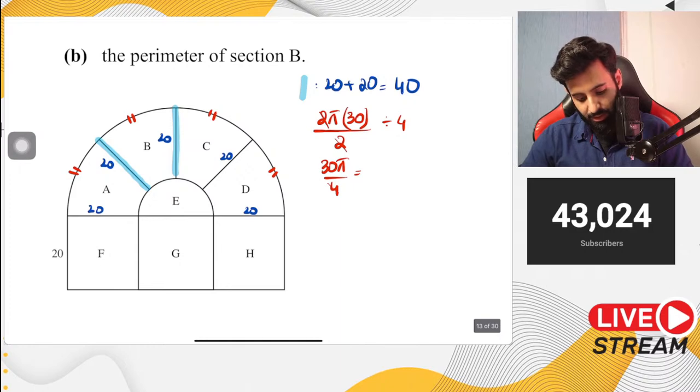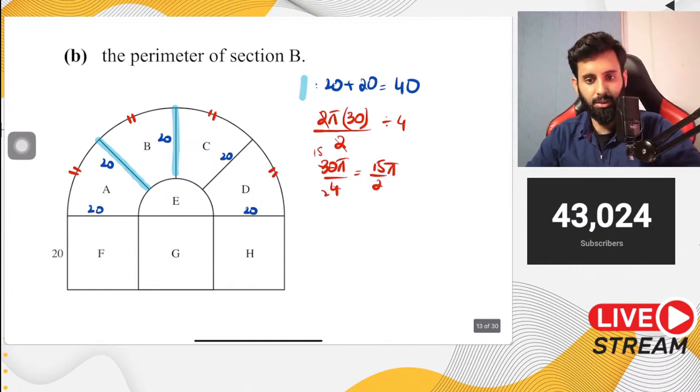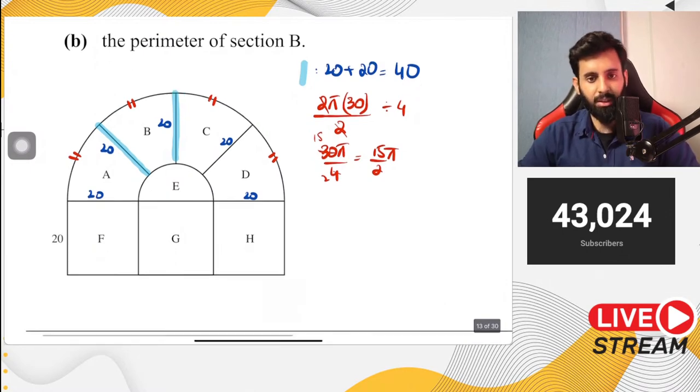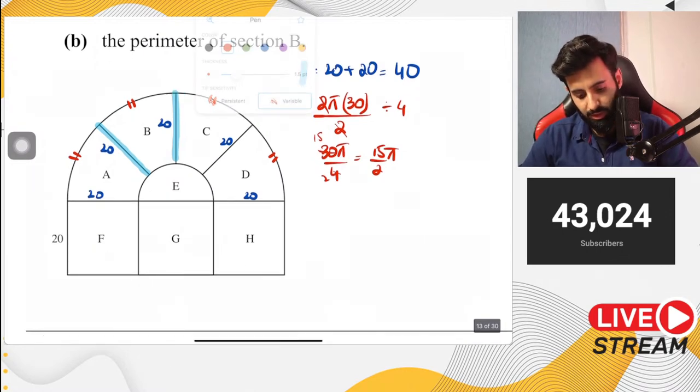Let's write it in fraction form. 15 upon 2, so this is equal to 15 upon 2 pi. Okay, so 15 upon 2 pi is equal to what? Or you can write it as 7.5. Yeah, that's up to you. So it's basically equal to this.